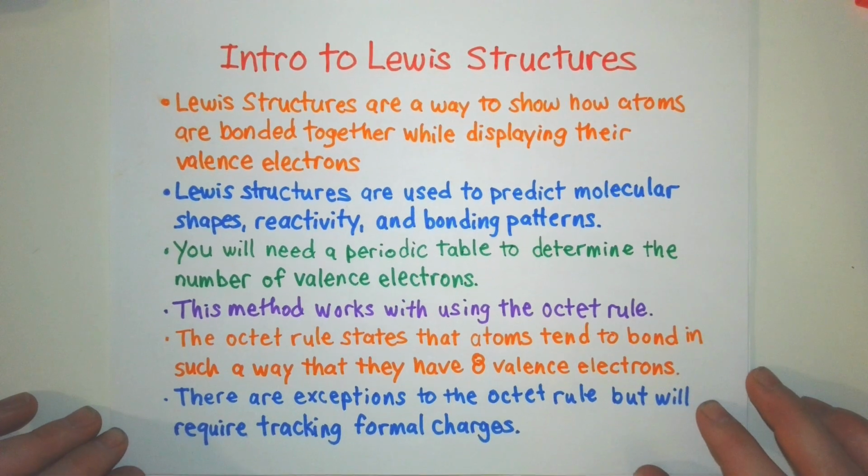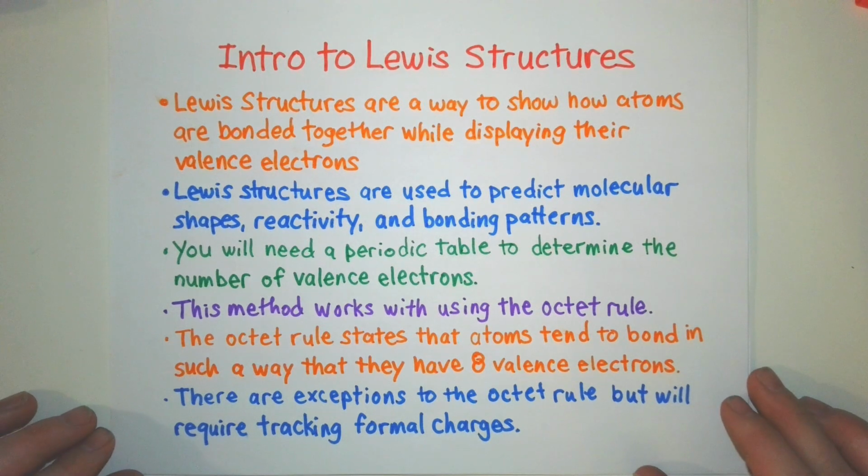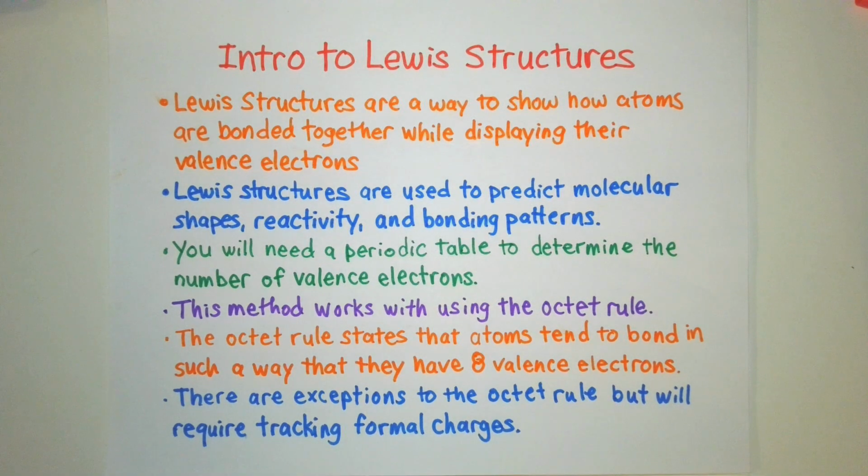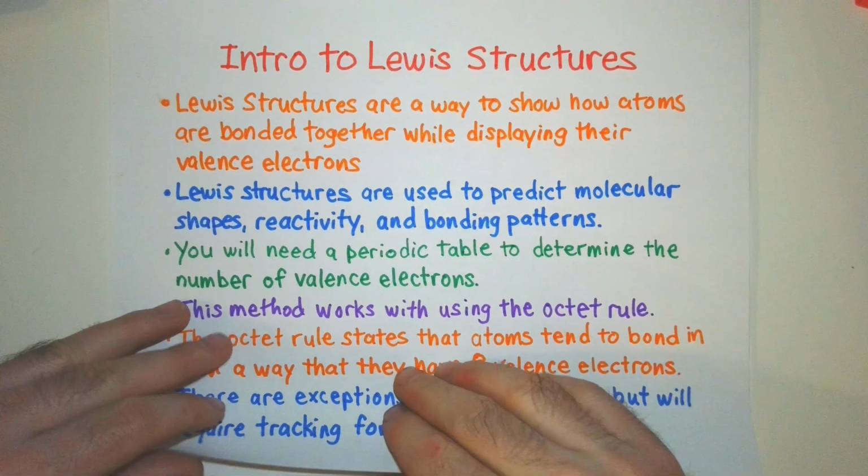Lewis structures are a way to show how atoms are bonded together while displaying their valence electrons. Lewis structures are used to predict molecular shapes, reactivity, and bonding patterns. You will need a periodic table to determine the number of valence electrons. This method works with using the Octet Rule. The Octet Rule states that atoms tend to bond in such a way that they have 8 valence electrons. There are exceptions to the Octet Rule, but will require tracking formal charges, and we're just not doing that today, okay?